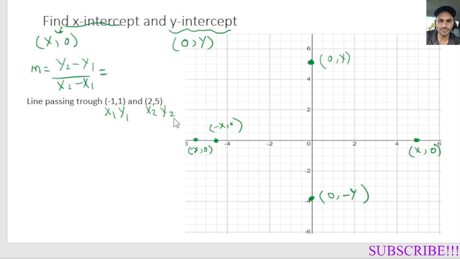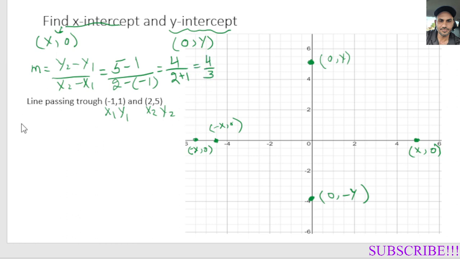And then we plug in the information that we have. Y2 is 5 minus y1 is 1, over x2 is 2 minus x1 is negative 1. When we simplify this, 5 minus 1 is 4 on top. And we have 2 minus 1 times negative 1, which is plus 1. So you're left with 4 over 3. That's the slope of the line.